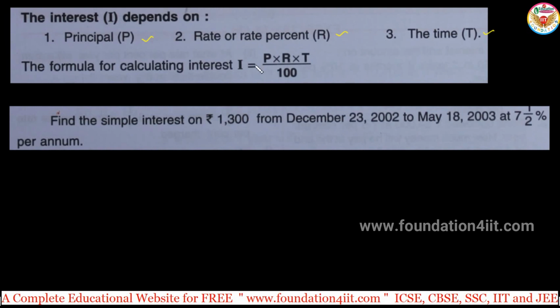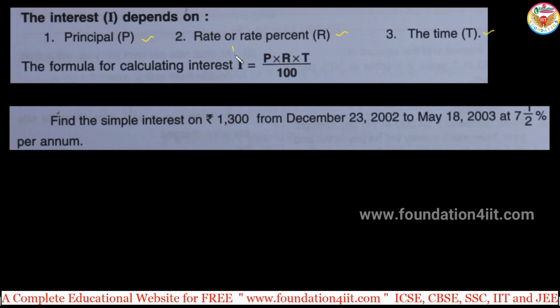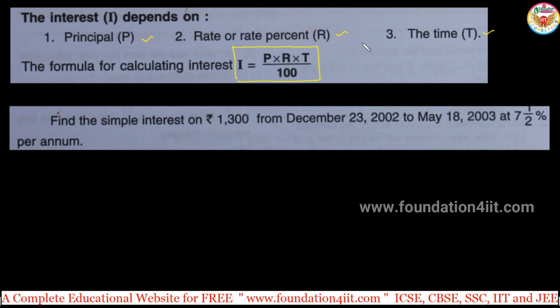So the formula is I equals P into R into T by 100. P is the principal amount, R is the rate percent, T is the time, which is always in years, and divide by 100. This is the basic formula already studied in class 6th and 7th also, PTR by 100 or PRT by 100. Based on this we can make other formulas.